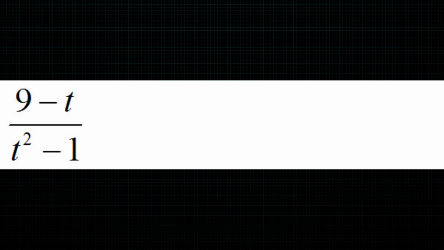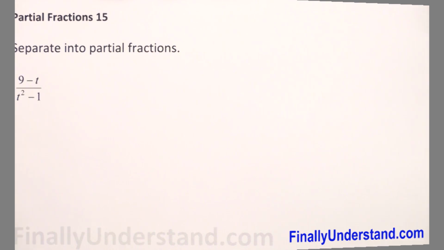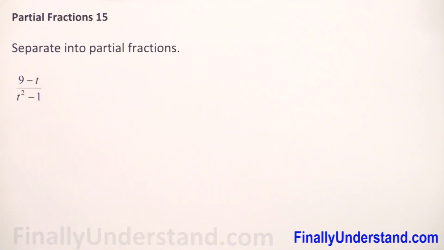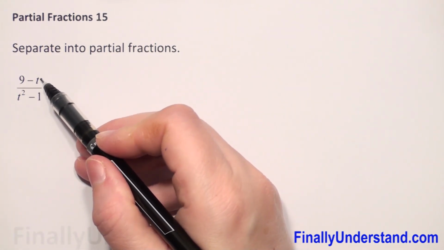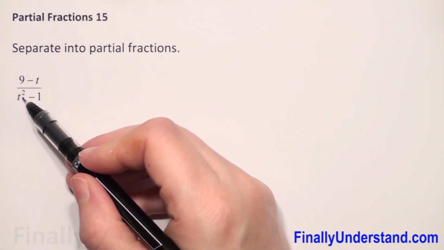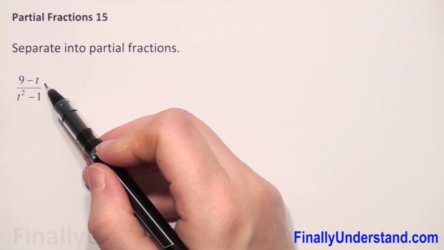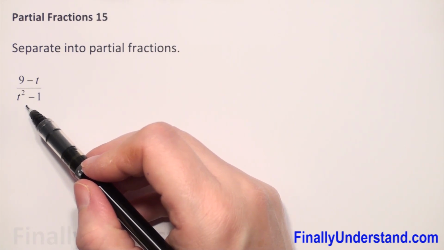We have a given rational fraction and we have to rewrite this fraction as a sum of partial fractions. How do we do this? First we have to check the power of the numerator and the denominator. We have t to the first power in the numerator and t squared in the denominator, so everything is okay. The power of our numerator is less than the power of our denominator.